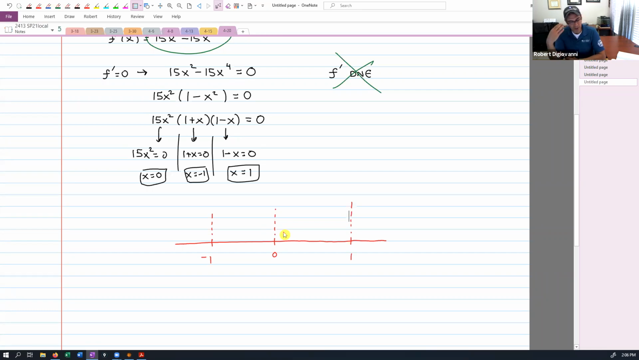And what I'm asking myself is, what is the derivative doing over here? What is the derivative doing right here? What is the derivative doing right here? And what is the derivative doing right here? I need to figure out, is it positive or negative? Right? That's kind of the idea that I'm thinking through.